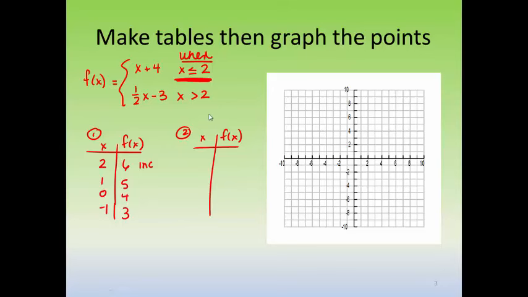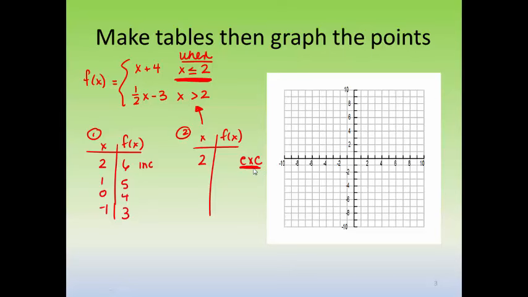These values need to be greater than 2, but I'm going to use 2 so that I can figure out where that open circle is going to be. If I don't use 2, and I know it says it's not included, I know it's not included, but I need to know where to put the open circle. So I use the 2, and then I choose numbers that are greater than 2.